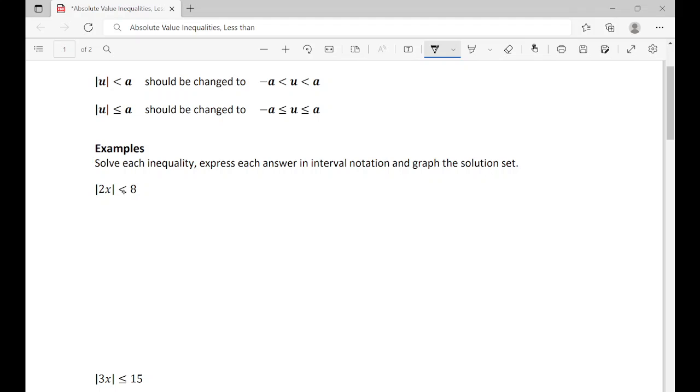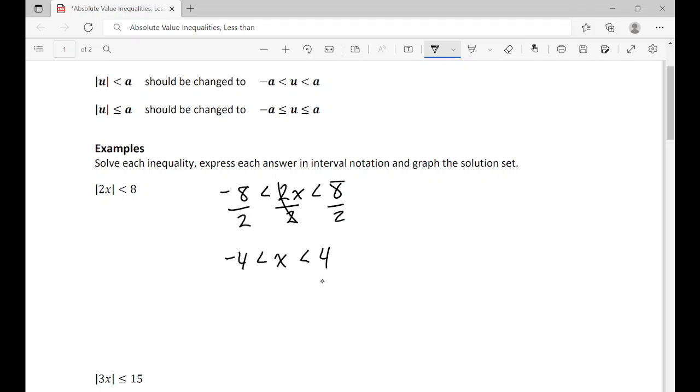Absolute value of 2x is less than 8. So it looks like this one here, the absolute value is by itself. So I'm going to change it to this here. I'm going to take whatever a is, which is 8, and I'm going to move it over and make it a negative 8. So I'm going to have negative 8 less than what's inside the absolute value, 2x, less than 8. And then from here, I'm just going to solve for x, divide everything by positive 2. So I'm going to get negative 4 less than x less than 4.